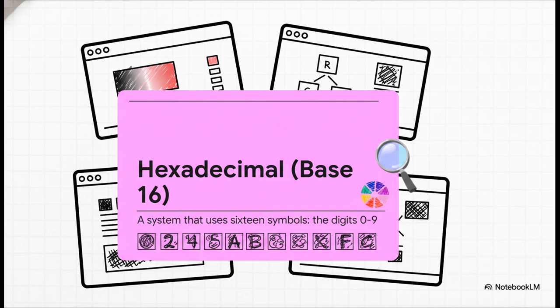But the real big one, the one you'll actually see out in the wild, especially for stuff like color codes on websites, is hexadecimal. That's base 16. Now wait, if we only have 10 digits, how do we get to 16? Well, this system gets creative. It uses our normal digits 0 through 9, and then it just borrows the first 6 letters of the alphabet.